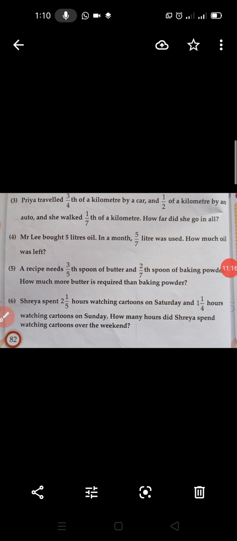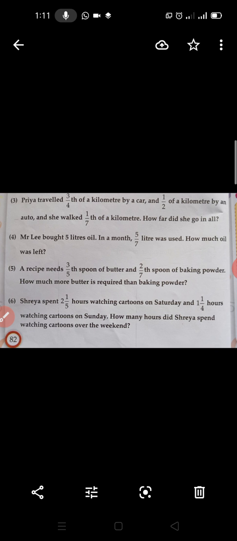Try to solve the remaining two questions, fifth question and sixth question. Do all these questions in classwork. Read the given questions carefully. Understand what is given and what we have to find out. So try to do the fifth question. If you see how much more butter, it means we have to do the subtraction process. And for the sixth question, if you see how many hours did Shreya spend watching cartoons over the weekend, watching cartoons on Saturday and Sunday.